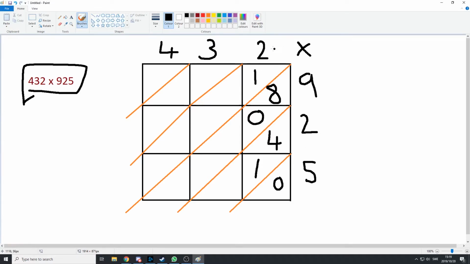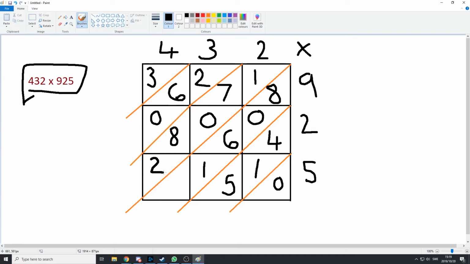I'm done with 2. Let's move on to the next number. 3 times 9 is 27. 3 times 2 is 6, which I'm going to write as 0 and 6. And then 3 times 5 is 15. Last one here, the 4. 4 times 9 is 36. 4 times 2 is 8. And 4 times 5 is 20.